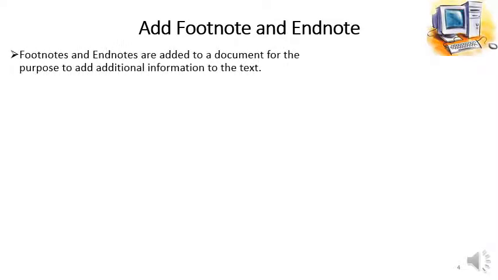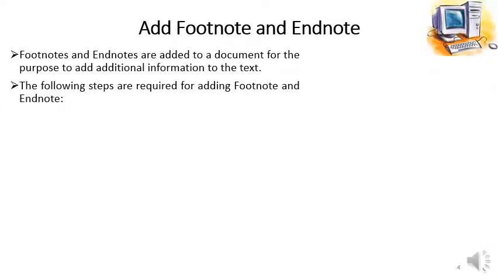Okay, now add footnote and endnote. Footnotes and endnotes are added to a document for the purpose of adding additional information to the text. So that is the main purpose of footnote and endnote. Sometimes if you want to add some extra information to any word or any text in a document, we can add that additional information by using the footnote or endnote option.